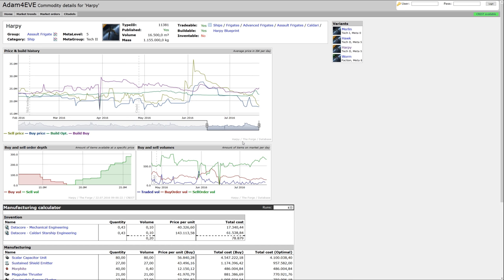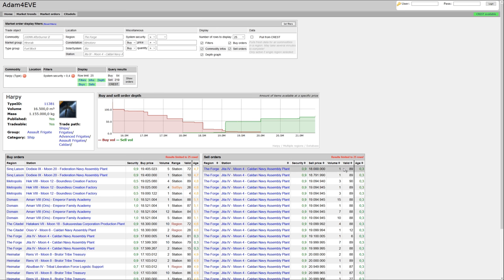If you want to look at the market orders directly, this is here at the top. There's the different market categories which you can look at, but the most interesting is this button, which takes you directly to the market orders for the Harpy. So you can see Jita, here's the one sell order at 18 million, and all the other orders as in the depth graph. The age, in this column you see the age of the request. So currently we see that this data is about 20 minutes old.